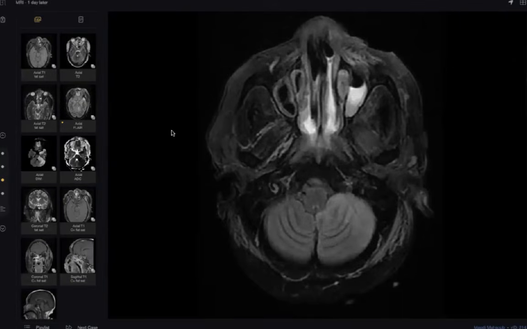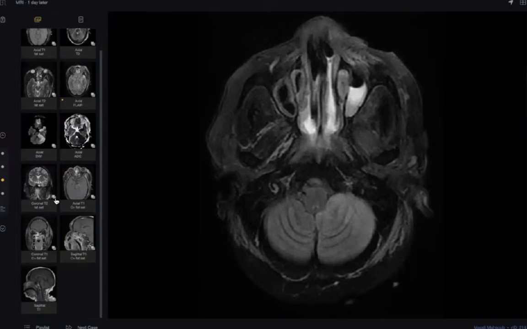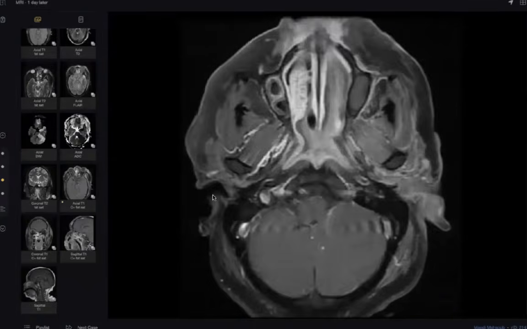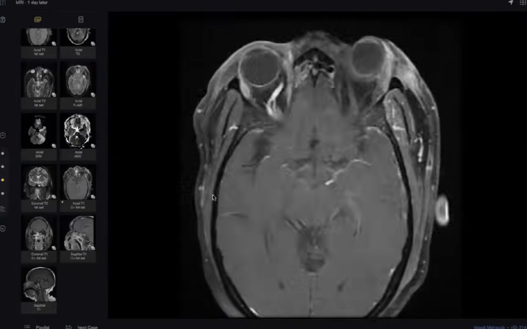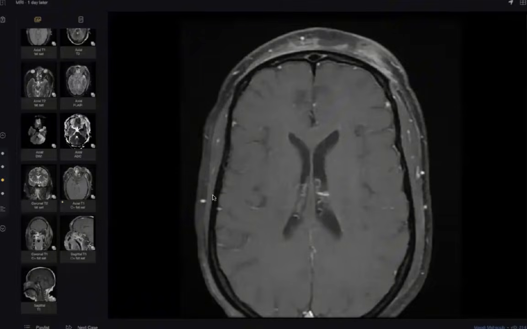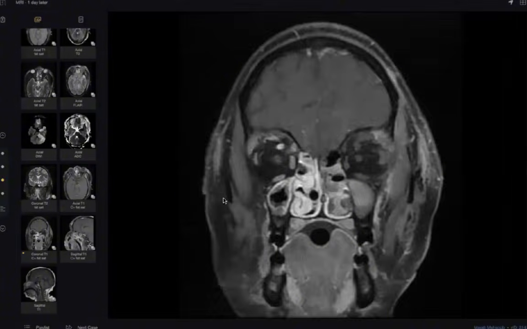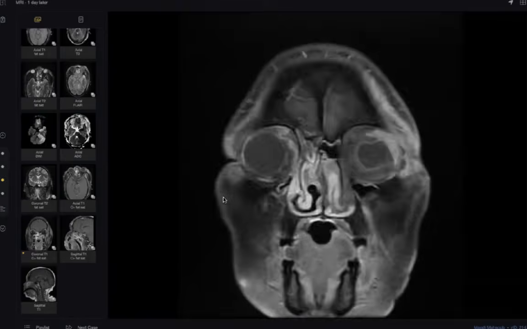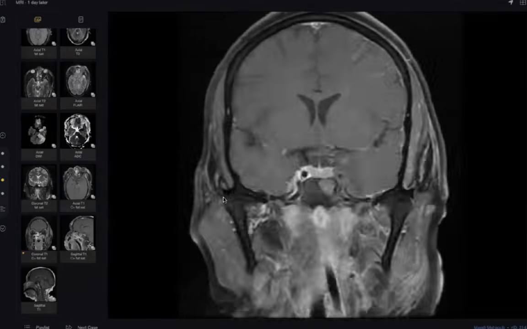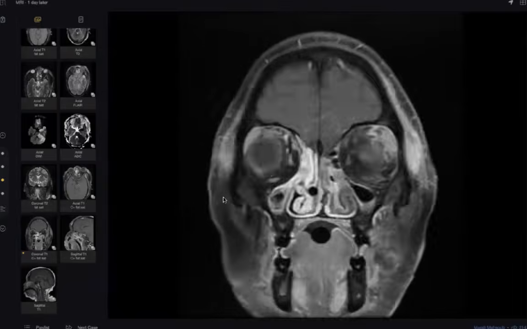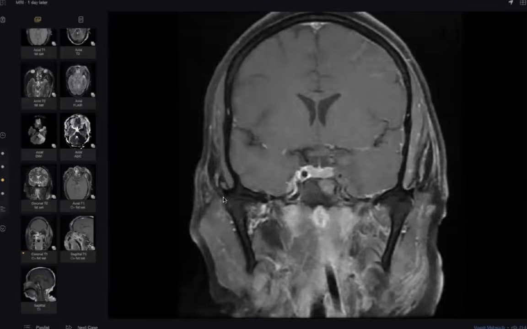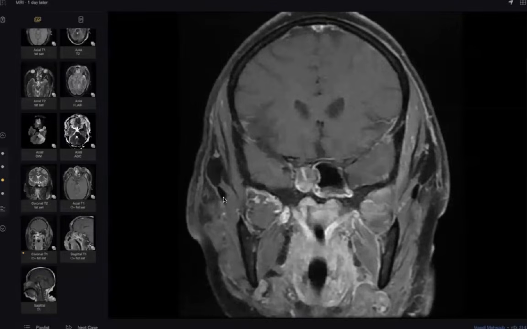I would like to correlate with the post-contrast and diffusion images. This is post contrast. No definitive enhancement. What do you think?